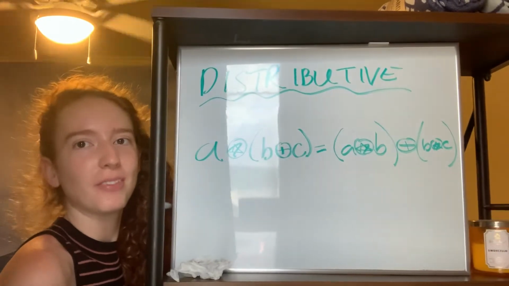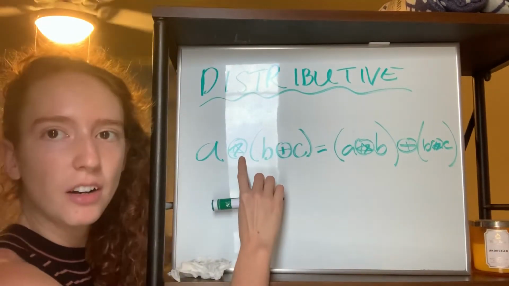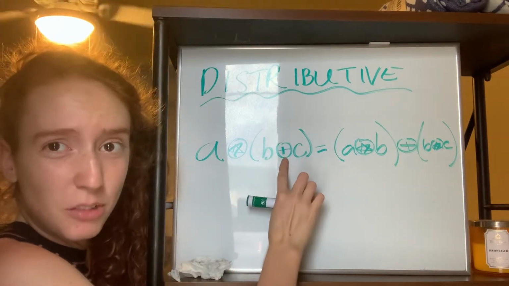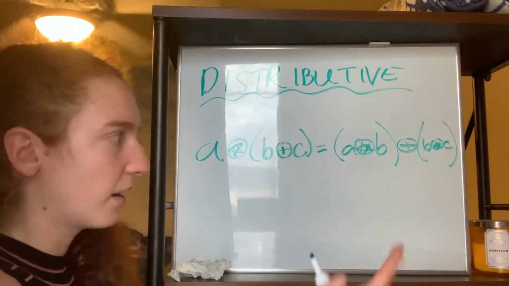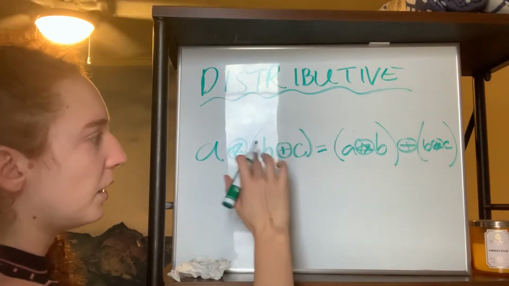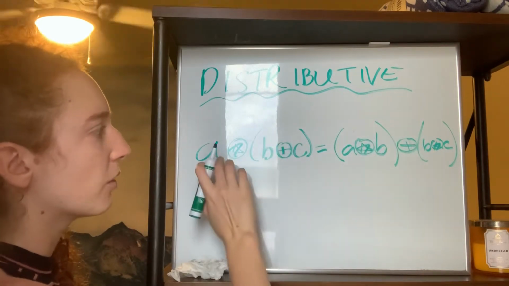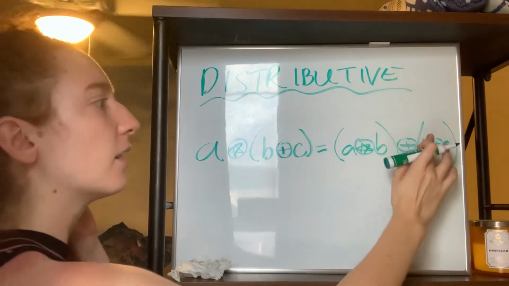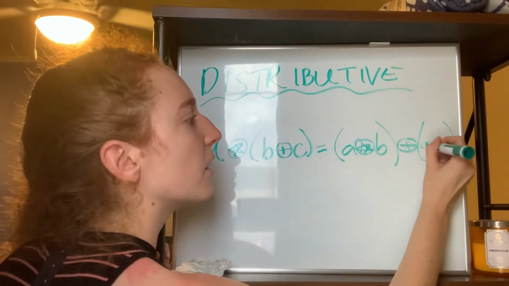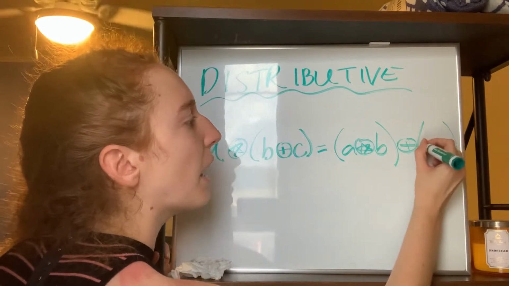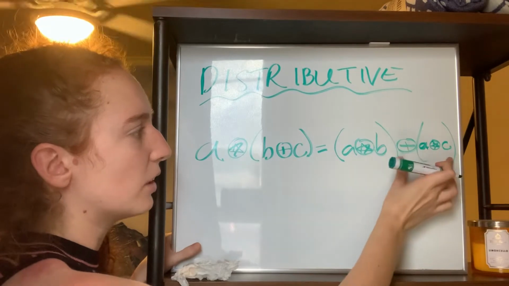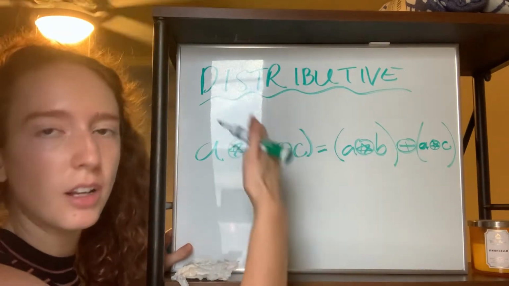Is it true that if I have A star, which is one operation, maybe it's addition, B plus C, or it's a circle plus, which means it could be anything else either, does that work as if I could just take A star to B and then add that to the result of A star to C? So can I put this in there? And this should be an A star C. So if I'm adding two things and starring A with them, is that the same as adding those two things with A star to them? So can I just distribute that in?